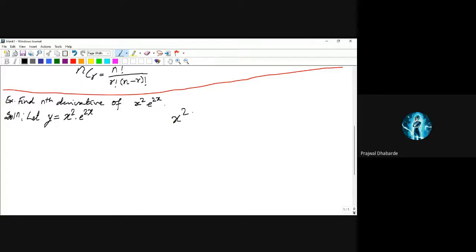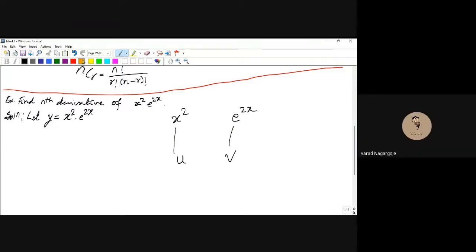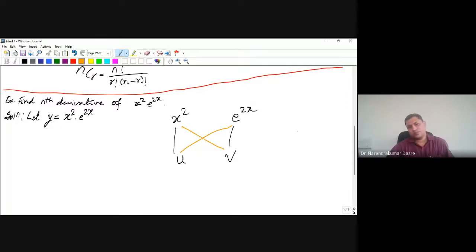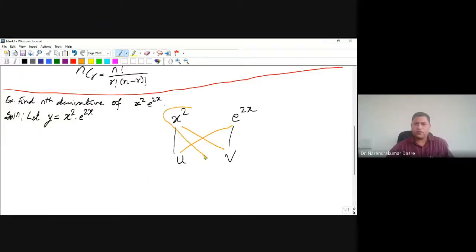x square and e raised to 2x. So which is going to be u and which is going to be v? v is the one indicated by the cross. So v will be x square, and u will be e raised to 2x.